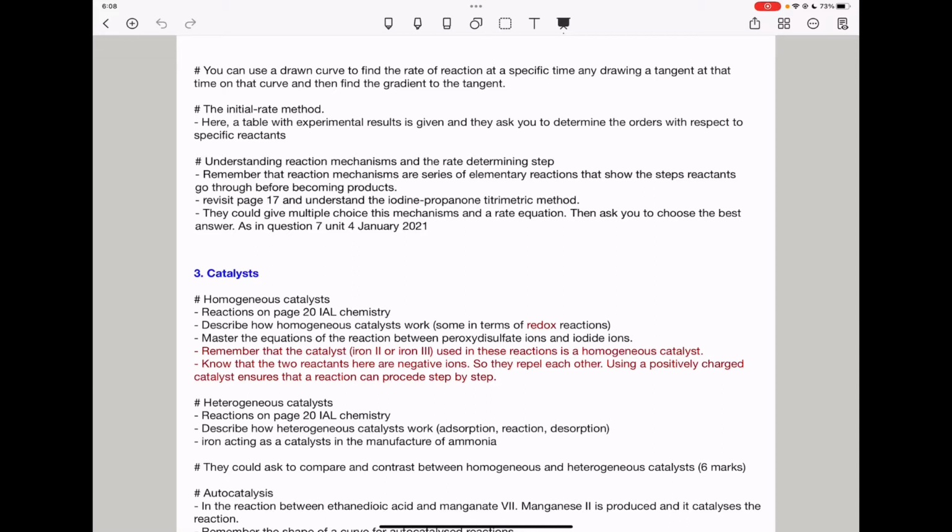The next part, you have to understand reaction mechanisms and rate determining steps. Remember that reaction mechanisms are a series of elementary reactions that show the steps which reactants go through in order to produce products.